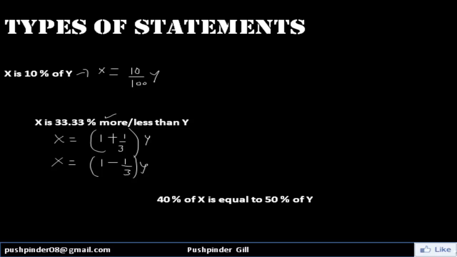If someone says 40% of X is equal to 50% of Y, now 40% of X is equivalent to 2 by 5 of X, is equal to 50%, which is equivalent to 1 by 2 of Y, right? So this is how you can solve these questions. Guys, these are the three types of statements which are very crucial. You need to understand them. You can watch this video over and over again, because I suppose I've given you enough to understand the topic. So let's move ahead.